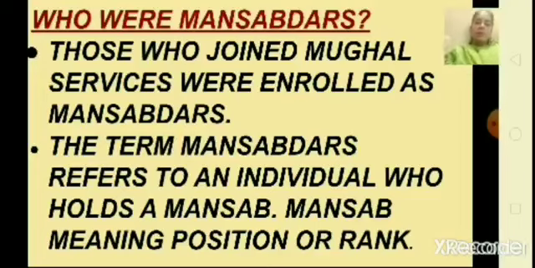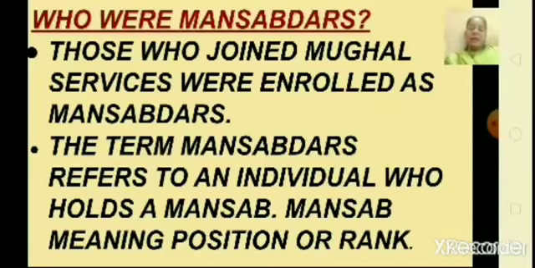With the expansion of different regions of the Mughal Empire, they recruited diverse bodies of people. The empire started with a small group of Turkish nobles, that is Turanis, and expanded to include Iranians, Indians, Muslims, Afghans, Rajputs, Marathas and other groups. People who joined Mughal services were enrolled as Mansabdars, as told earlier. The term Mansabdar refers to an individual who holds a Mansab, meaning a position or rank.